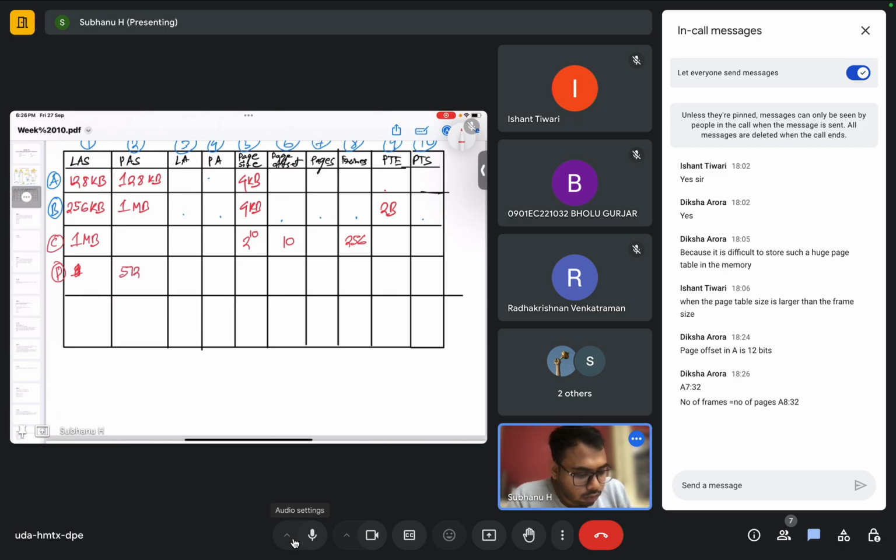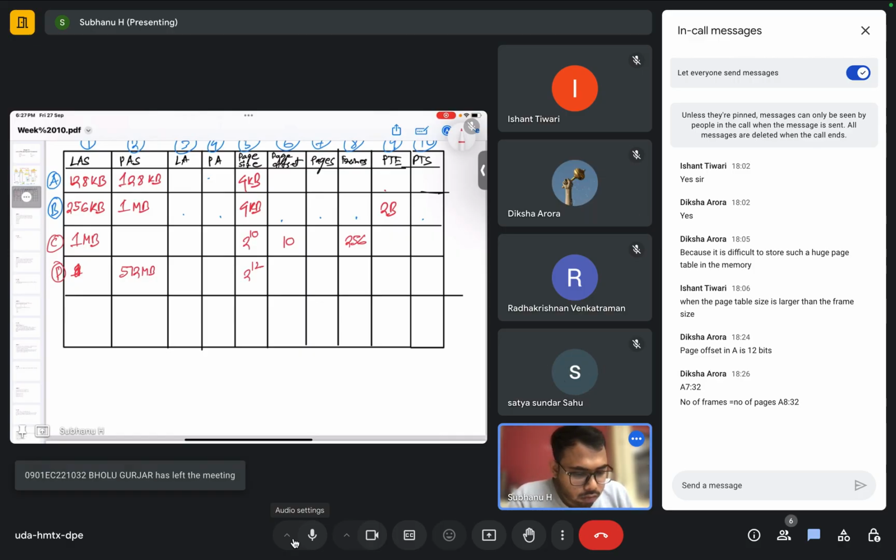Can you confirm if anyone is trying? They can give their answer. If they are giving the physical address, they can write in the chat box that my answer is 4A or A4, something like that.